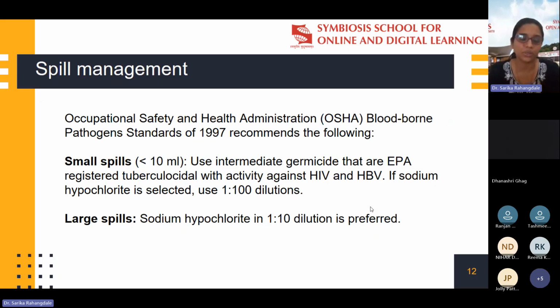This is mainly to minimize the spread of infection among the patient and the healthcare professional. So you have to see how spills are managed once they have happened, how they are managing that particular situation, what kind of disinfectant they are using, and in what proportion. You have to ask for that also in your hospital. Is there any manual available regarding spill management? You have to ask in that particular hospital.